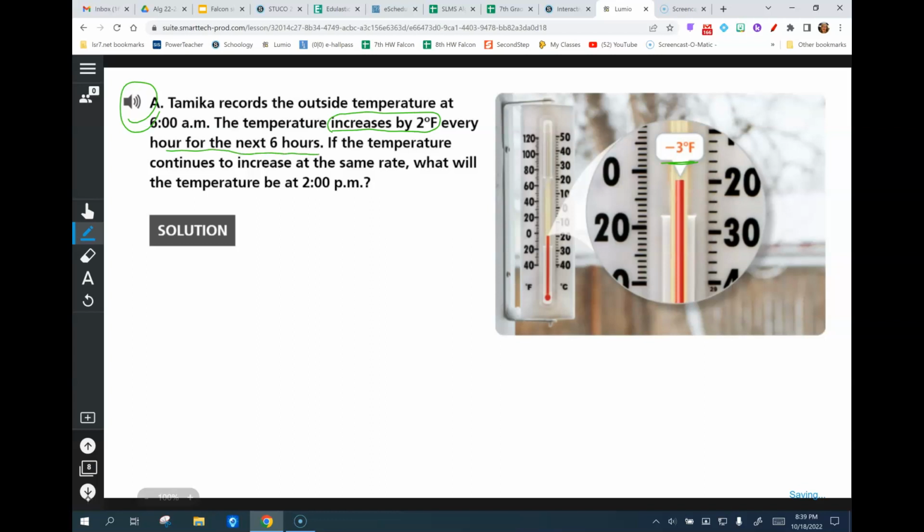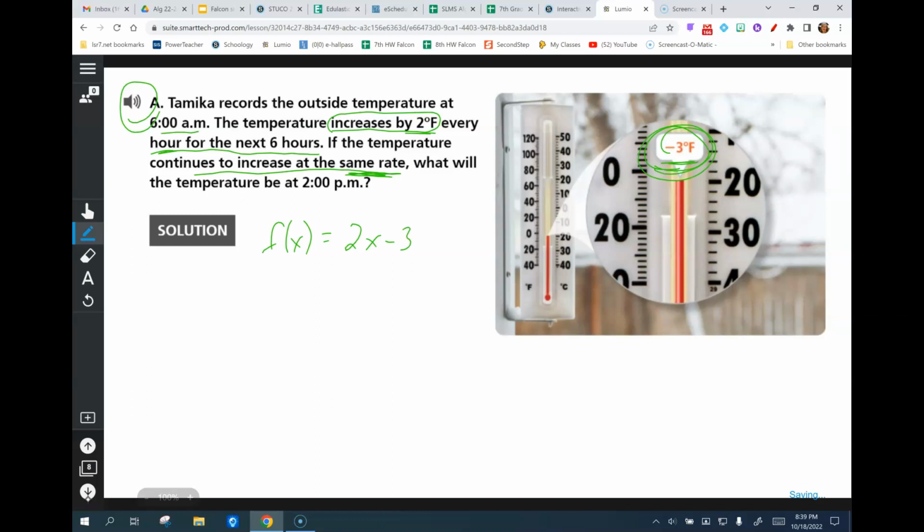If the temperature continues to increase at this steady rate, so that's your slope, what will the temperature be at 2 p.m.? So first we're going to write a function for that. So we have f of x. Okay, now what's happening? How is it changing? Well, every hour it's going up by 2, right? So that's going to be 2x. Well, where did it start at? What was the temperature? Right, -3. So this is my starting point because that's where they said they originally took the temperature.